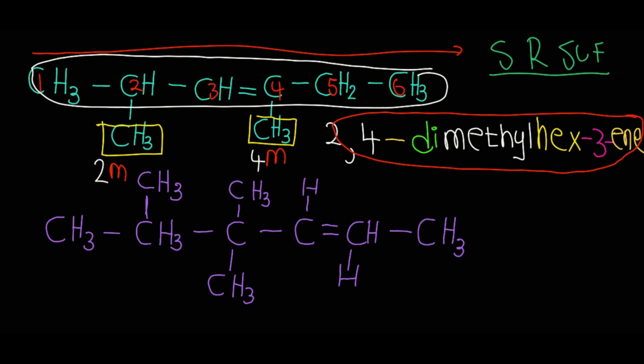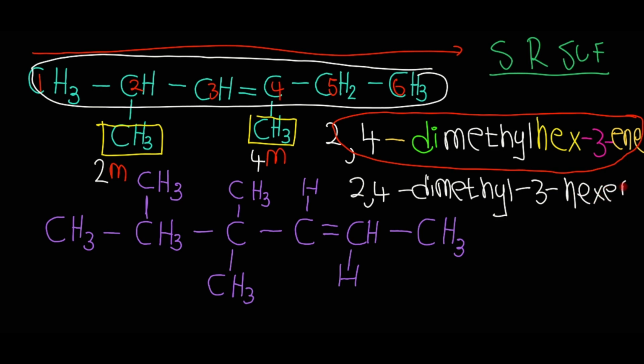But now let's see how we use the other name. So this is 2,4 dimethyl, and then 3, and then hexene. So this is it. Let's look at the last one.